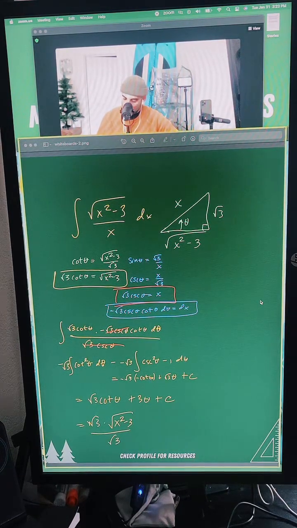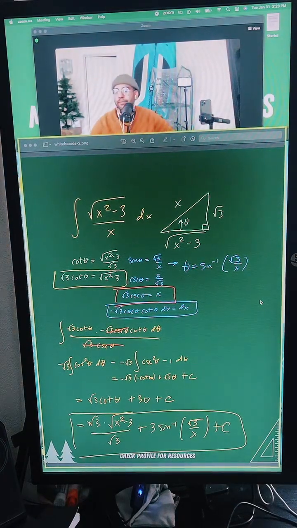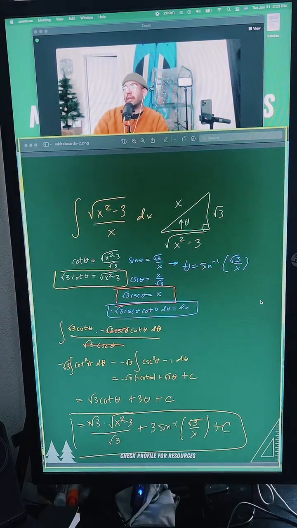And then plus our theta, we can find out by using the sine, for example. We can say theta is equal to sine inverse of root 3 over x. So we can go ahead and plug that in. So that's just going to be root 3 sine inverse of root 3 over x plus c. There we go, guys. All right.